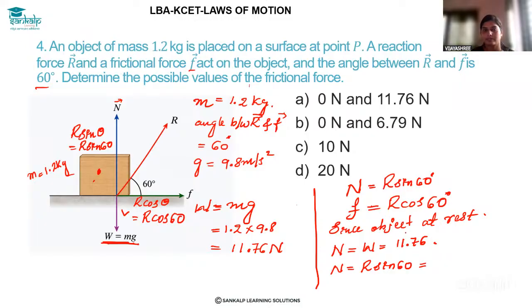R should be, which is equal to R, okay. R we need to calculate here, R sin 60. R we need to calculate. So, therefore R, which implies R is equal to n divided by sin 60.